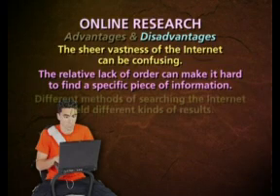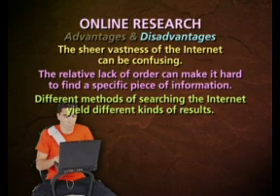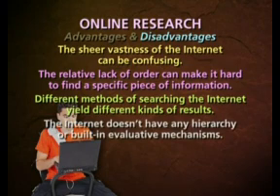To make things more complicated, different methods of searching the internet are going to yield different kinds of results. And the internet doesn't have any hierarchy or any built-in evaluative mechanisms. In other words, there's no one to tell you, well, this source is one that can be relied upon, while this one is not really reliable or truthful. You've got to figure out for yourself what to read and what to pay attention to, and which items on the internet ought to be ignored. Materials that are valuable, reliable, and important are there on the internet right alongside materials that are biased, inaccurate, and worthless, and only you can figure out which is which.